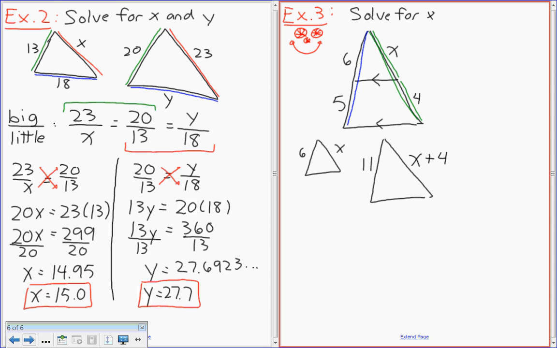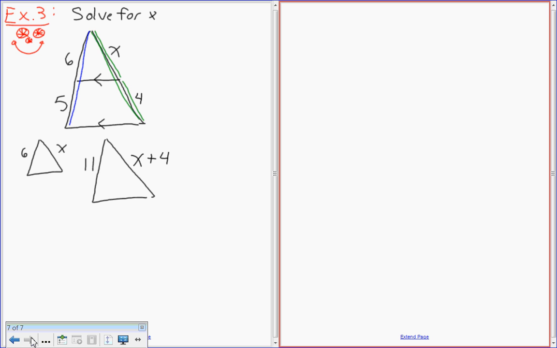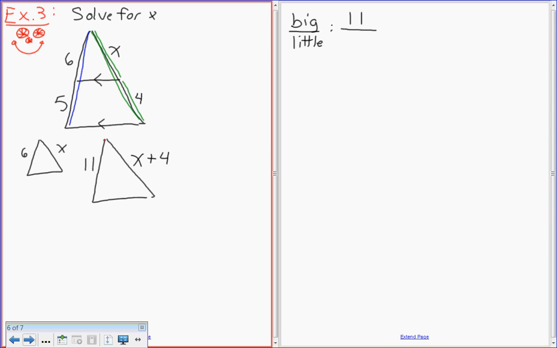Now let's get to the cross multiplying part. We're still going to do big over little. Okay, we always do big over little. But this algebra is a slight bit more difficult. Okay, I'm going to call it the big triangle. My favorite side here is going to be 11. What is corresponding to 11 on the little triangle? You're up to my way, John. 11 on this triangle is the same as 6 on the other triangle.